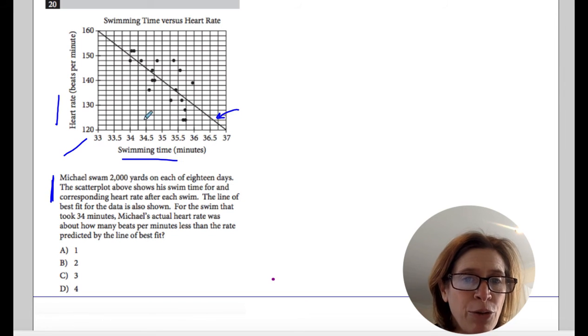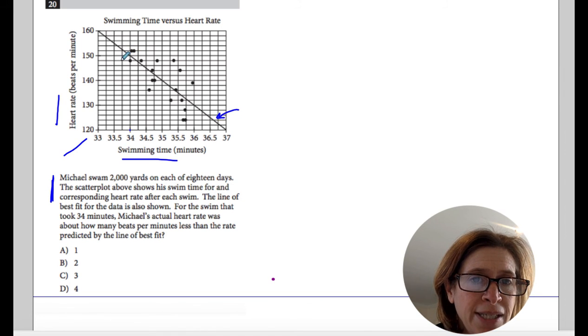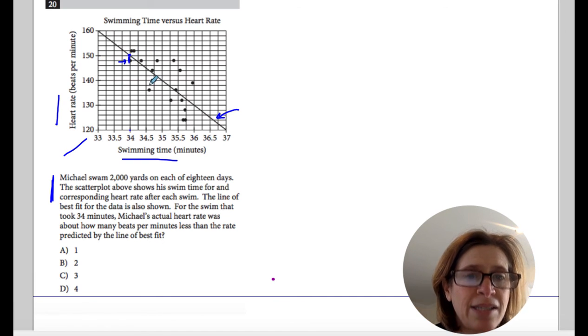All right, so I'm going to find 34 minutes, and I'm going to go up. So here is his actual, and here is the line of best fit. And you can see that the difference between the two would be those units, 2. So it would be 2 units.